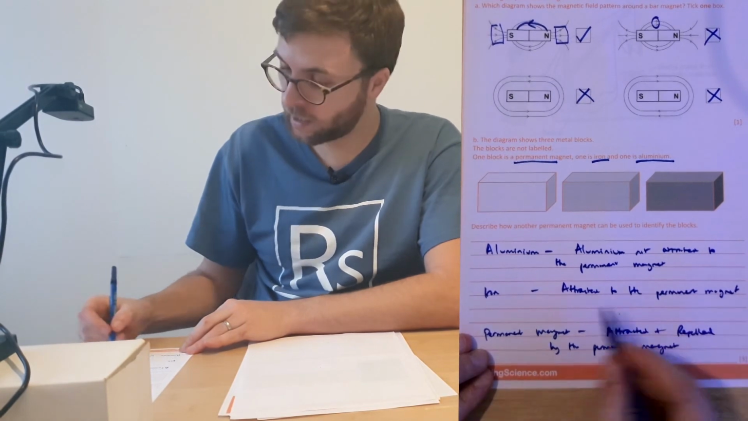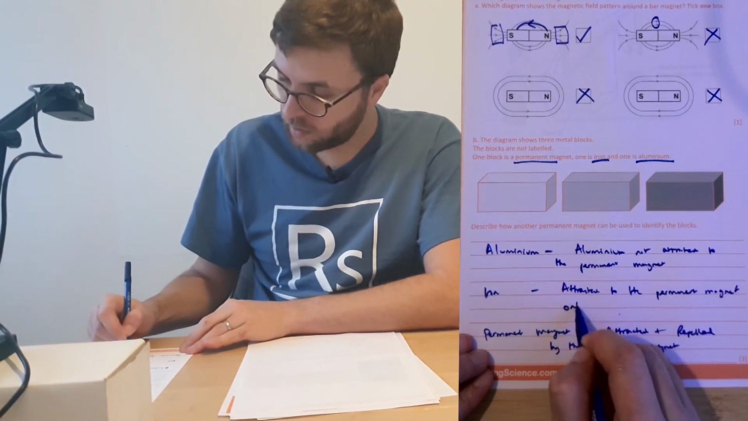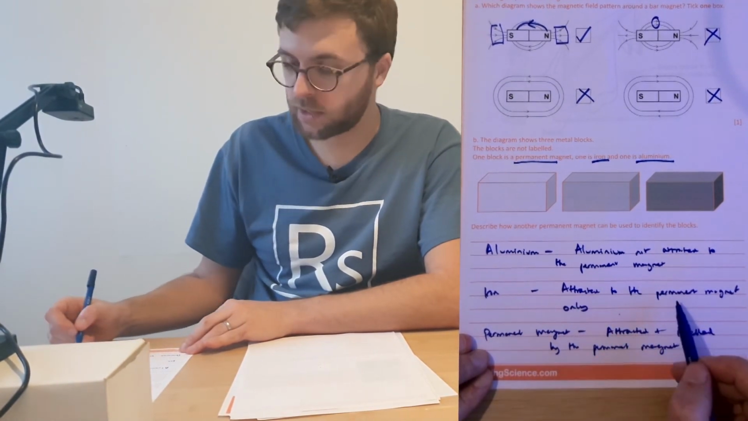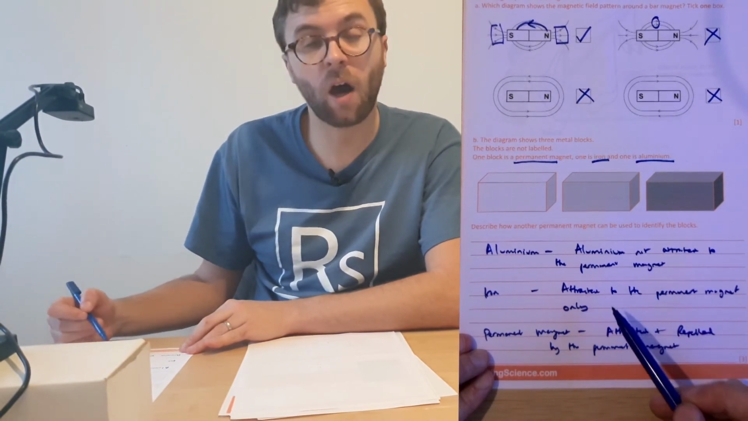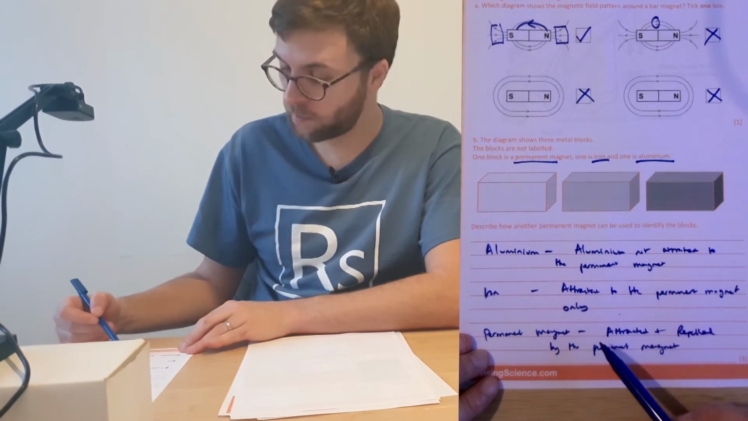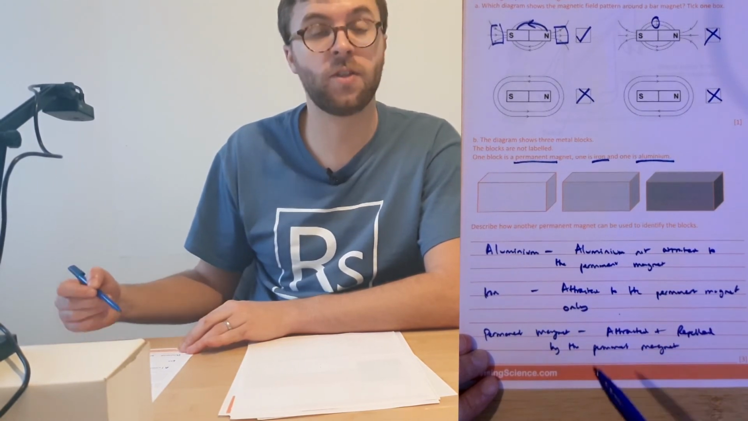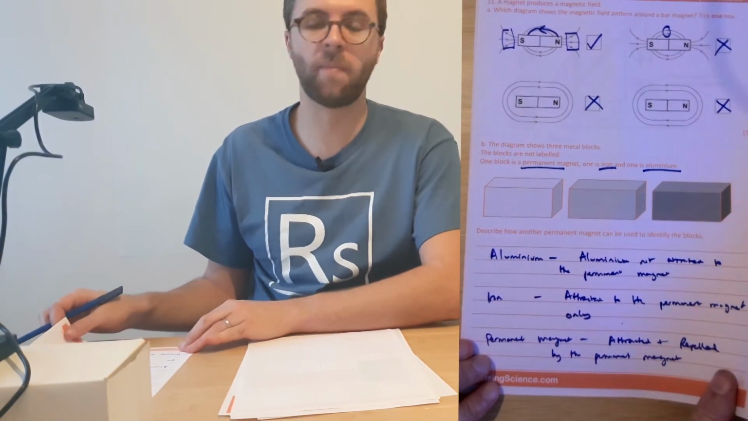So to make it really clear, for our iron, it will only be attracted to the permanent magnet. So the aluminium won't be attracted, the iron will only have a force of attraction, and the permanent magnet will have both a force of attraction and a force of repulsion.